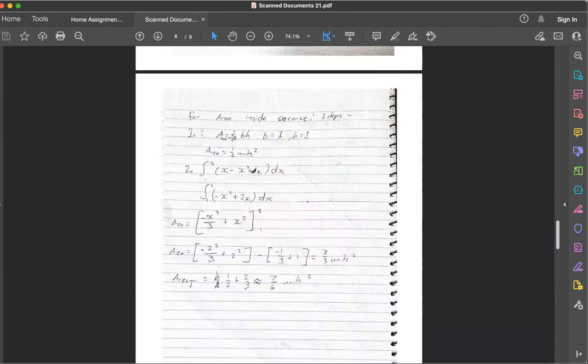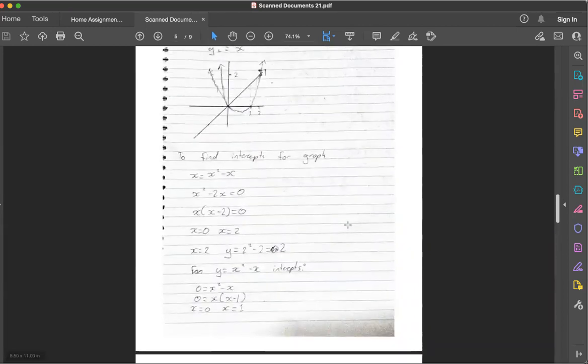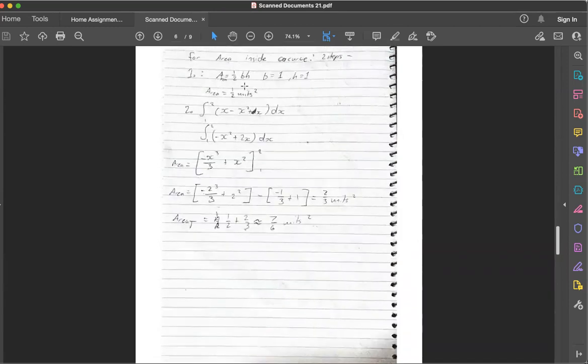So for step 1, we do area equals half base times height, where base is equal to 1 and height is equal to 1, which is what we found back in these steps here. We then get the area there to be 1/2 units squared.